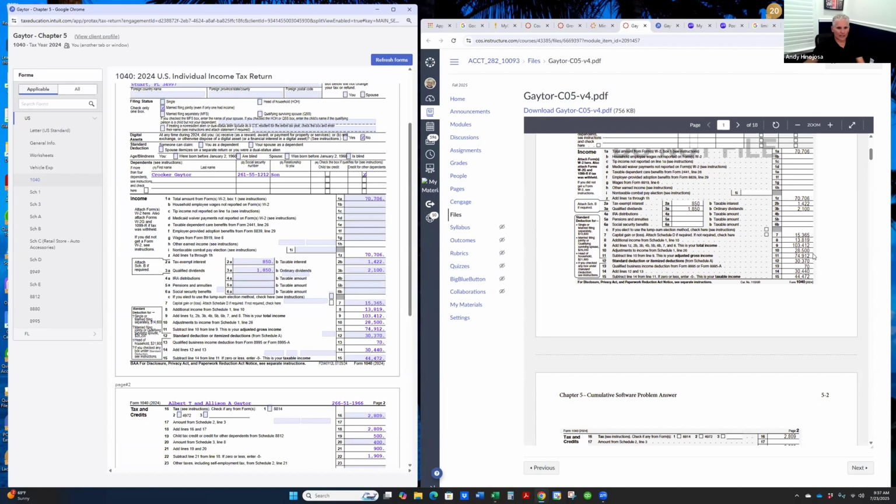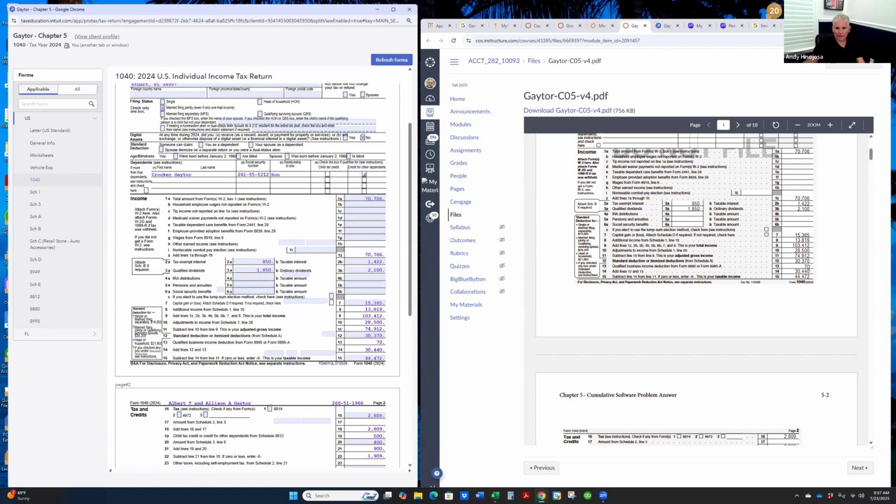Adjustments to income. Now that's new. We did actually have some for the alimony that was paid, but now that changed to 28.5. That looks good. Line 11, adjusted gross income is $74,912. That matches. Standard or itemized deductions, $30,370.